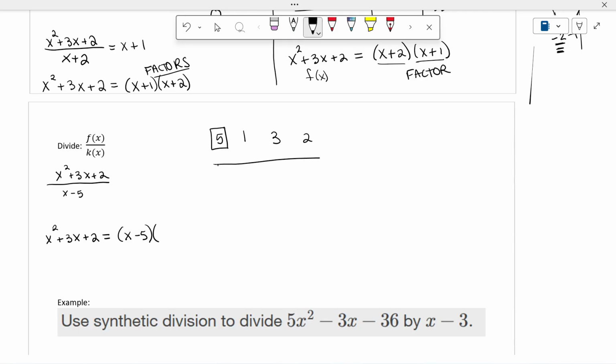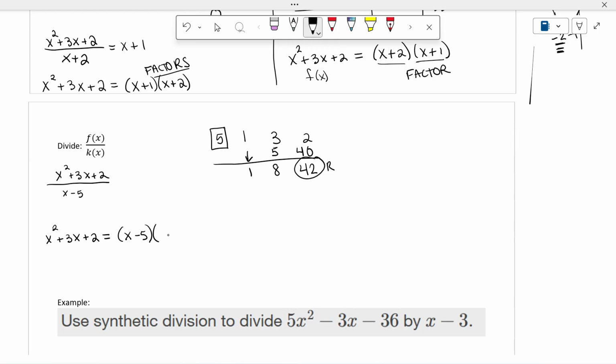Okay, here's the process again. First number comes straight down, multiply by the number in the box, add them, multiply by the number in the box, add them. That is the remainder. So here's what I know. I have a remainder, which means it didn't divide nicely, right? I also know that means x minus 5 is not a factor because it didn't divide out nicely, right?